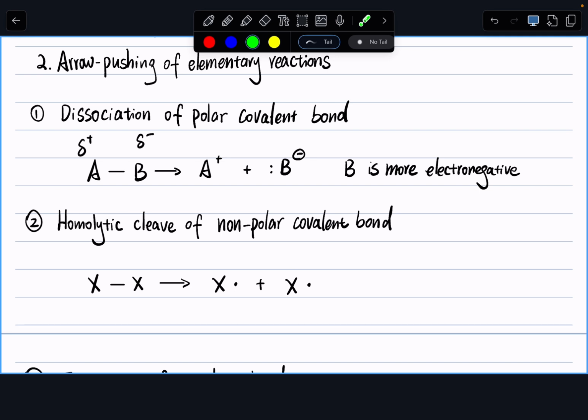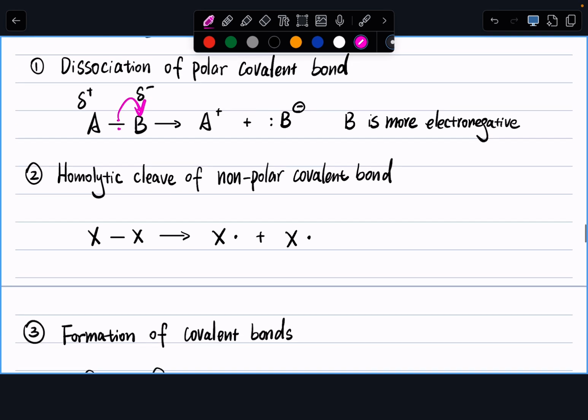I'm just going to do it on my iPad while going through the names of these elementary steps. You should already know how to do it, like dissociation of the polar covalent bond. So the electrons in the bond go onto the more electronegative atom and end up forming a cation and an anion. Next one, homolytic cleavage, means the 2 electrons in your single bond, one goes to the left, one goes to the right. We end up forming 2 radical species.